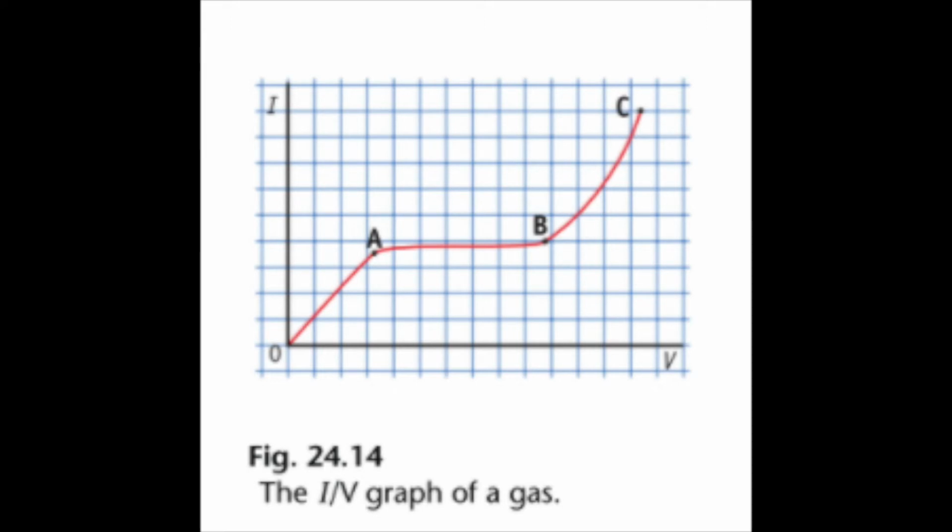And probably the most complicated one we're going to look at is the IV graph for a gas. At first you increase the voltage, you get a linear increase in current, then it levels off, and then after a little while, as you keep increasing the voltage, you get another increase in current. We're going to explain why, so let's go into that right now.